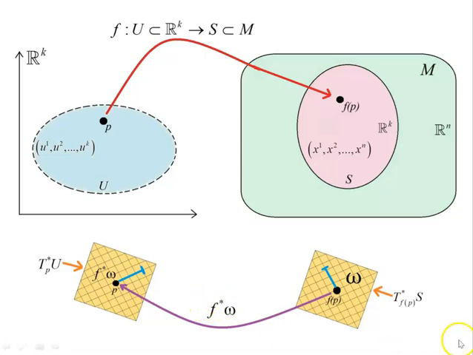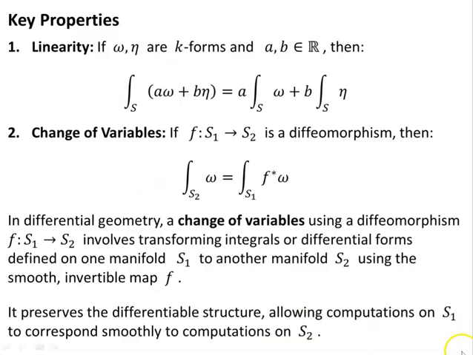And that pullback preserves the K form, preserves its degree, that is, from here to here. Talk a little bit more about that. So some key properties, linearity. If omega and eta are K forms and A and B belong to the reals, then the integral over S of A times omega plus B times eta is just the integral of each of the individual K forms, times a constant, separated or integrated together. So the integral of the sum of those is the same as the individual integral of each.